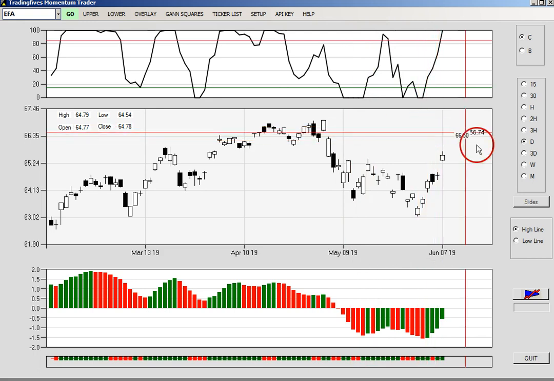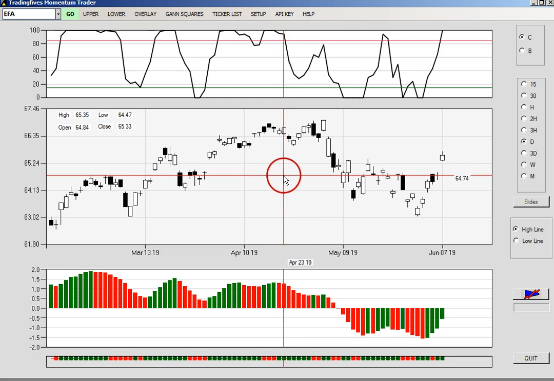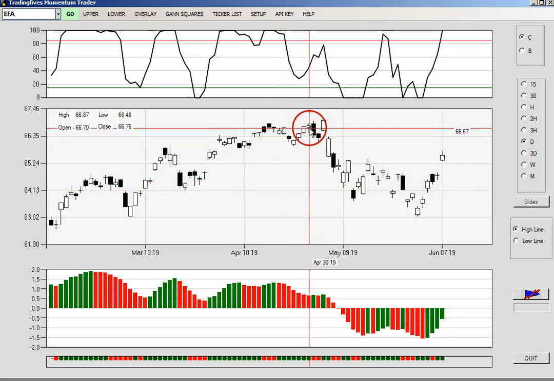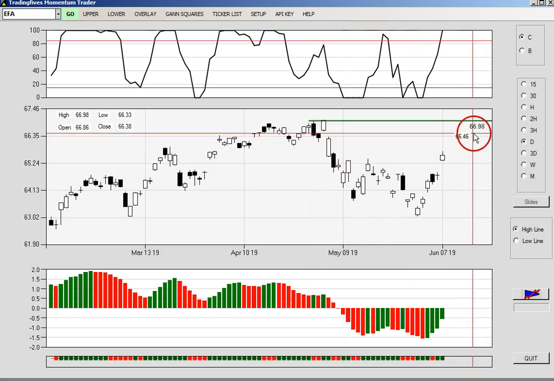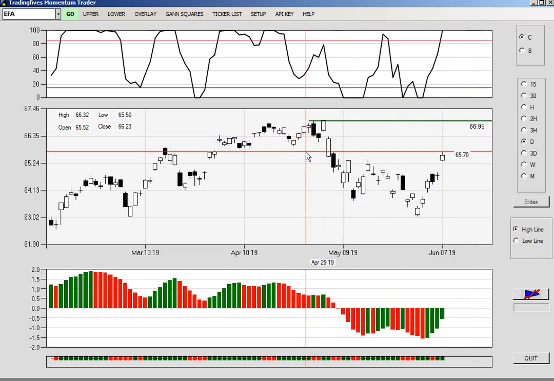And we'll move on a little further because I think there's another example that we want to look at here. Okay, again, followed by a series of red histogram bars, one green bar. The change in color is enough, in this case, to create a condition. And the condition is a print above 66.98 on the next bar.